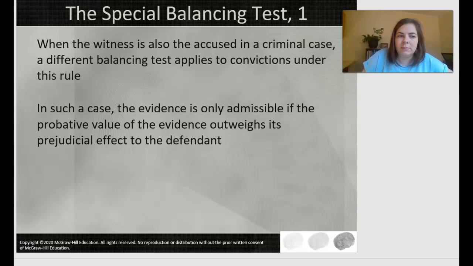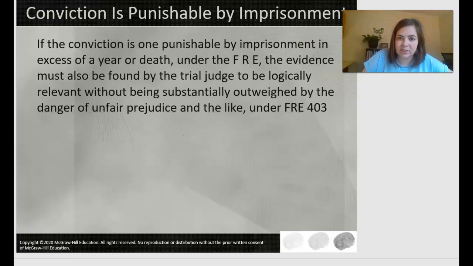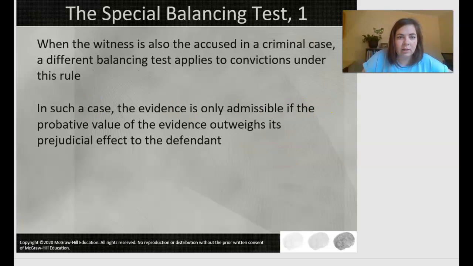Now, we always balance whether or not these convictions can come in under Federal Rule 403, but if the witness is also the criminal defendant, a different balancing test applies. If the witness is the criminal defendant, then the evidence is only admissible if the probative value outweighs the prejudicial effect to the defendant. So in other words, we cannot admit past convictions just to show this defendant is a bad guy, and because he's a bad guy, he did this crime, because the prosecutor still has to meet the corpus delicti in the prima facie case for the conviction to stand.